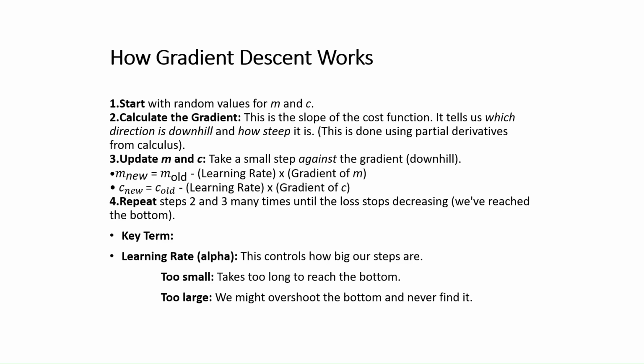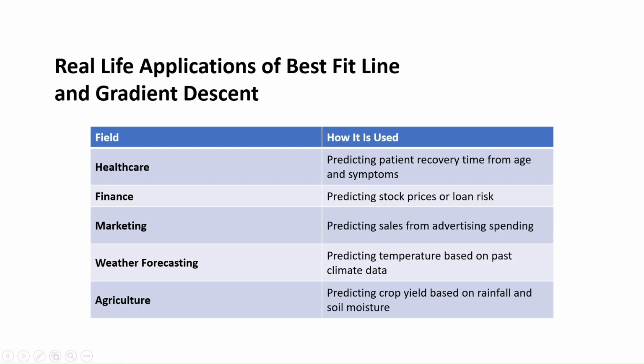The key term is the learning rate, alpha. This controls how big our steps are. There are two cases: too small and too large. If it is too small, it takes too long to reach the bottom, and if it is too large, we might overshoot the bottom and never find it. Then in our next slide, I mentioned real life applications of best fit line and gradient descent.